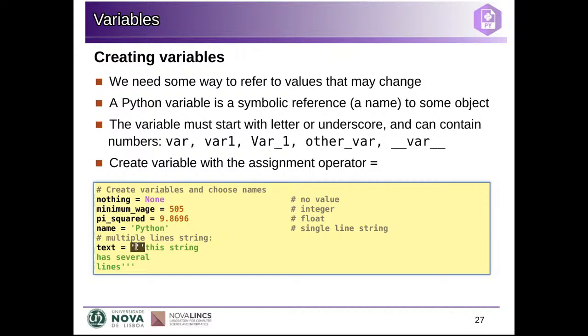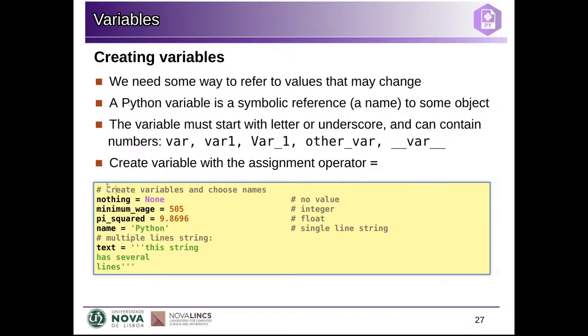So either 3 single quotes or 3 double quotes, and then you end with the same type of delimiter, but also 3 of them. And in this case, you can have a string that has several lines. Another thing that you can do in Python code is to add this cardinal symbol, and the interpreter will ignore everything that comes after the cardinal sign in the same line. So this allows you to put in comments.